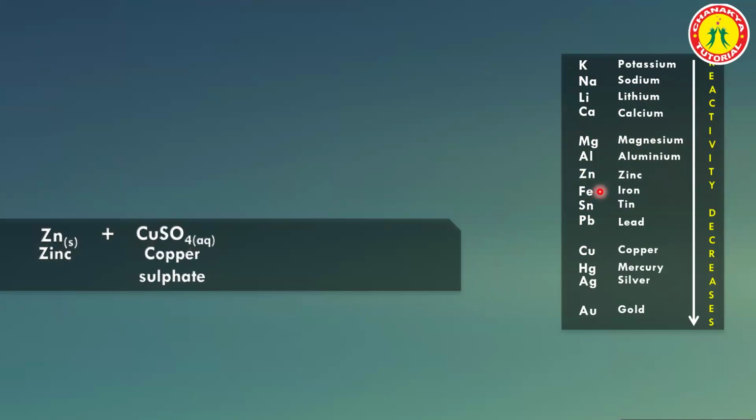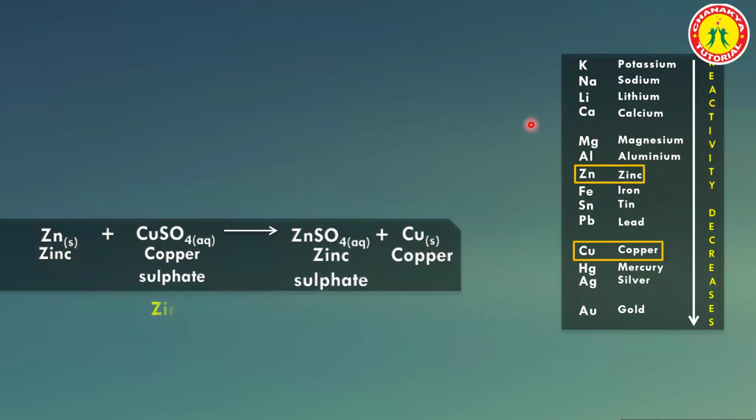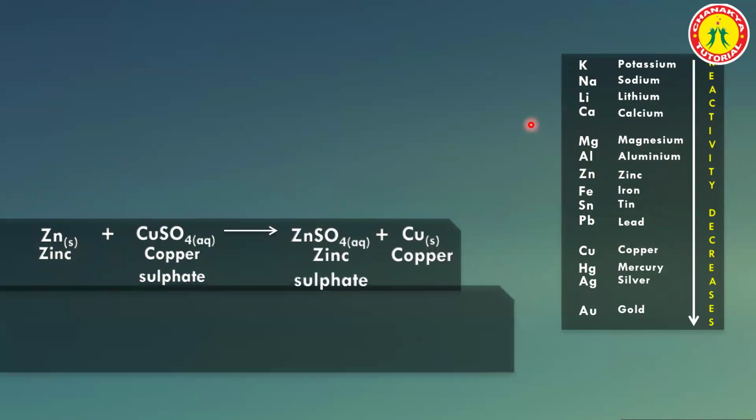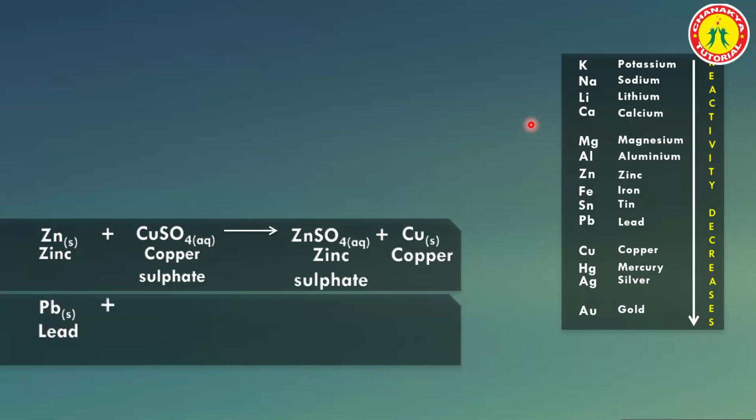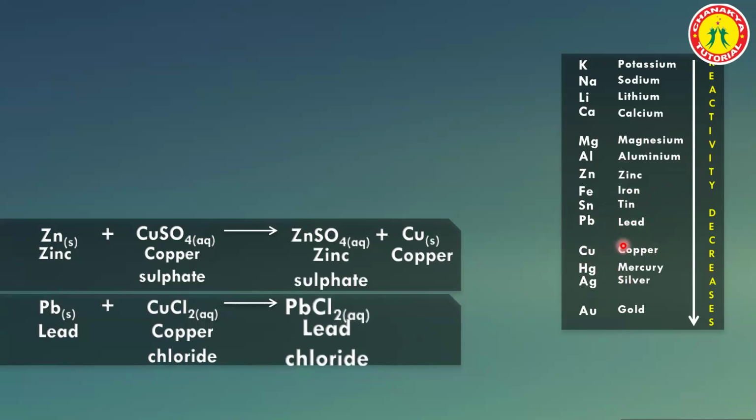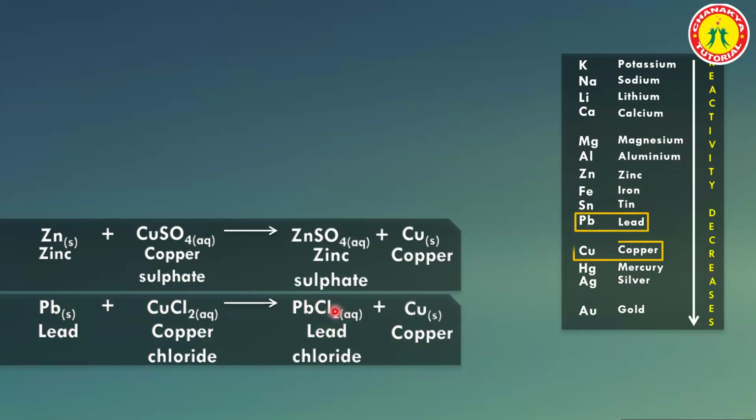If we see Zn plus CuSO4, in this, Zn is more reactive than copper. So Zn will displace copper and form ZnSO4, that is zinc sulfate, plus copper. So zinc has displaced copper. Another example, if we see lead plus CuCl2, that is copper chloride, here if we see lead and copper, lead is more reactive than copper. Therefore, lead can displace copper and form lead chloride. So lead displaced copper and formed lead chloride because lead is more reactive than copper.